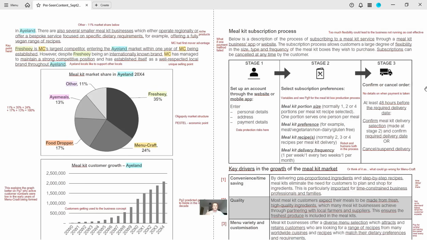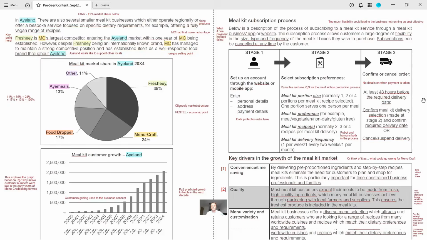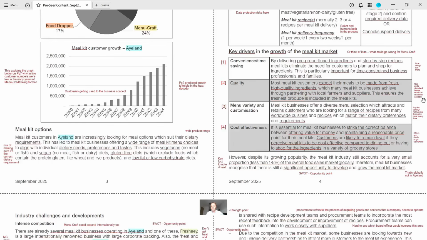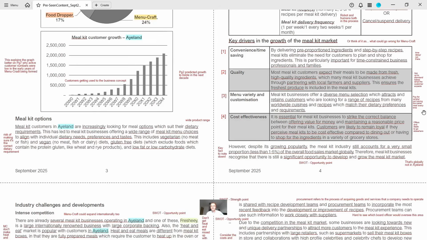So this is where your commercial acumen marks will come into it, that you can discuss on the exam day to the requirements, that you understand the process of the business. Now we come on to, on the right hand side, the key drivers in growth of the meal kit market itself. Or you can see, as in my notes, we've broken it down there, or think of it as what could go wrong for MenuCraft.